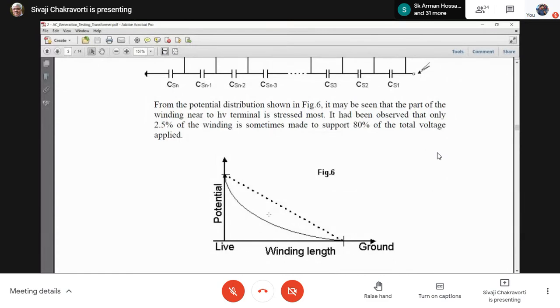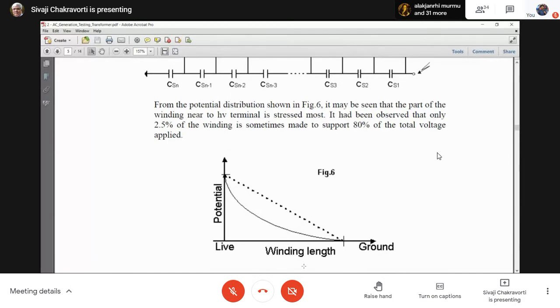So that means if it is 100, look at my mouse, then the first 20% of the winding will probably have 40% of the total voltage. And the rest 80% will have 60% of the total voltage. And it has been found, as you can see in this paragraph, that first 2.5% of the winding is sometimes where 80% of the voltage appears. This is fantastic. I mean, if such a thing happens, then what will happen?